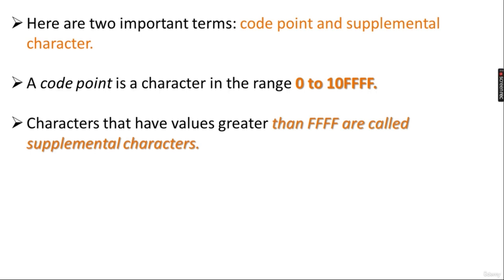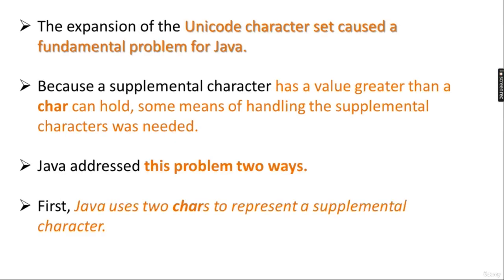Here are two important terms: code point and supplemental character. The code point is a character in the range 0 to 0x10FFFF. Characters that have values greater than 0xFFFF are called supplemental characters. Expansion of the Unicode character set caused a fundamental problem for Java. Because the supplemental character has a value greater than the char can hold, some means of handling the supplemental characters was needed. Java addressed this problem in two ways.